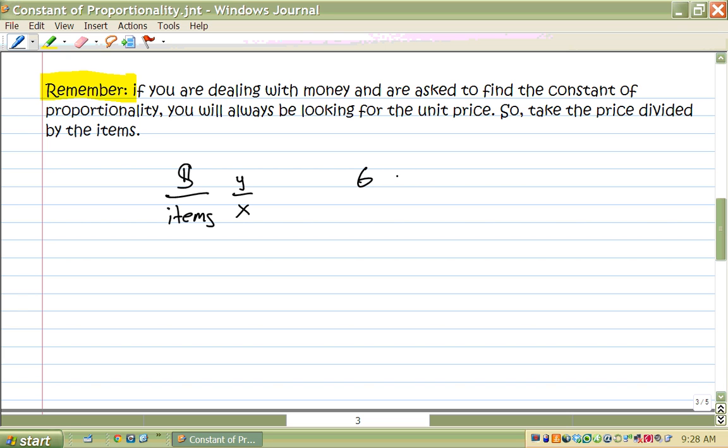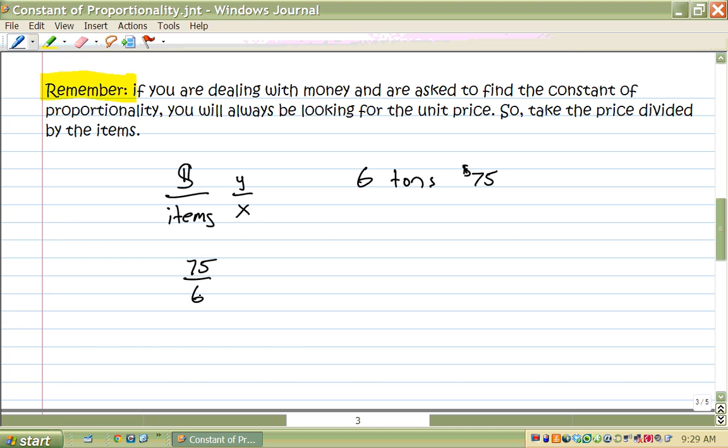So this is the information that he gave, 6 tons and it's $75. And you're trying to find out the constant. Now, what I said is the money goes on top and the items underneath. So 75 divided by 6. And why is that?